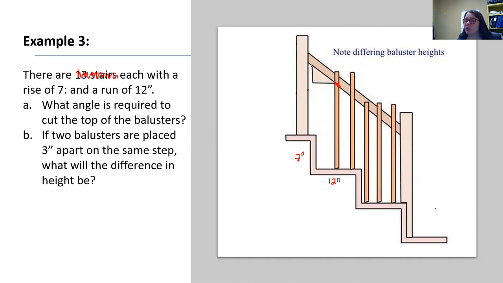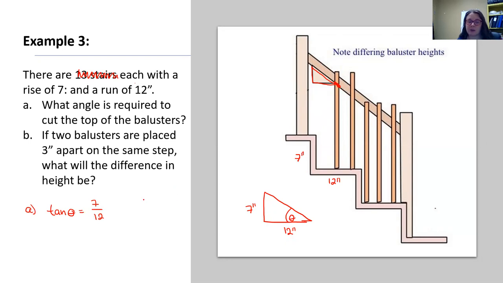So in order to find the angle, we look at this little triangle up here and we think, what would the ratio of those sides be? Well, that ratio has to match the stair ratio, which goes up 7 and out 12. So what's the angle? This would be the angle that I need to do my cut at. Well, again, you can see for A, we're going to have to use tan. So the tan of our angle is equal to opposite of 7 over 12.